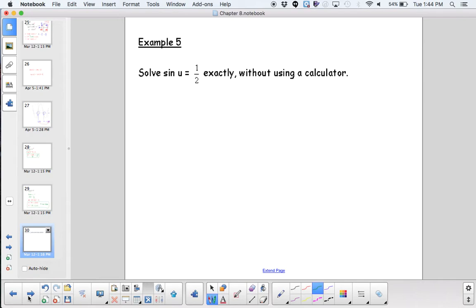Okay, now we have example 5. This time we have the sine of u is equal to 1/2. This time we're going to find it exactly without using the calculator, and we know we can do that because we recognize this as being on the unit circle. So still you can think about this, but this time we know that the sine of pi over 6 is actually 1/2.